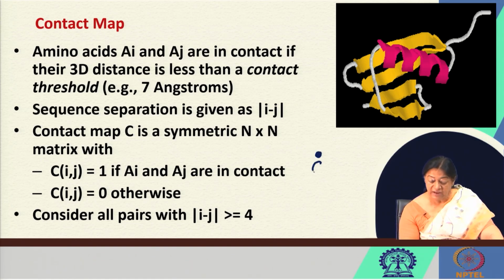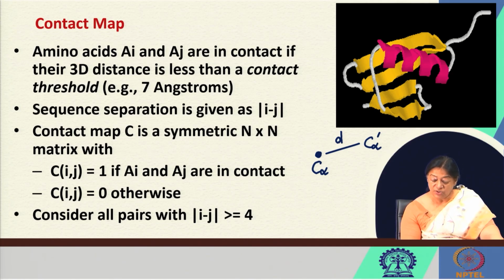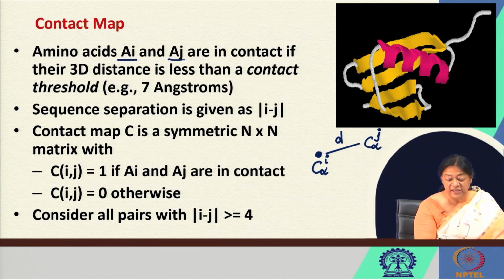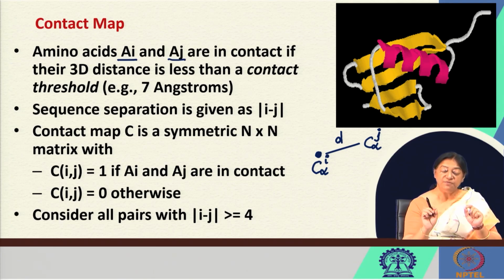If I look at a specific amino acid, just at its C alpha, and try to find the distance to another C alpha somewhere far in the protein, there is a specific distance d that I am looking at. The idea in the construction of the contact map is to look at all C alpha of i, connect all C alpha of j, and find the distances. So we have A_i and A_j, two different amino acids that are in contact if their 3D distance is less than a contact threshold.